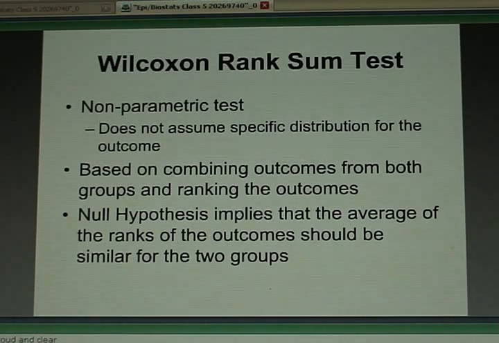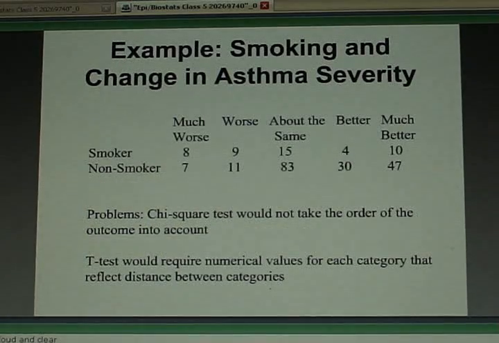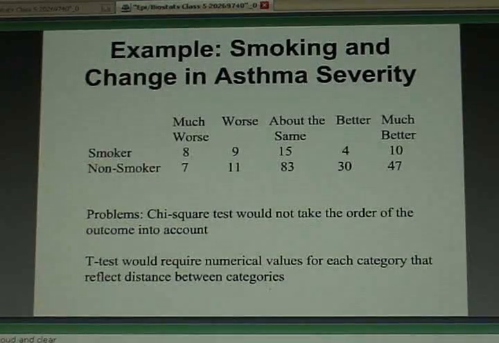So to see how a Wilcoxon test works, here's that same data set, looking at an ordinal outcome, asking them about their changes in their severity of asthma, ranging from being much worse to much better. Here's the distribution of the people who are smokers in the top row, the non-smokers in the bottom row. Notice more of the better and much better are made up of the non-smokers. So most of the non-smokers are shifted towards the better, much better spectrum of the scale. Most of the smokers are shifted towards the bottom half.